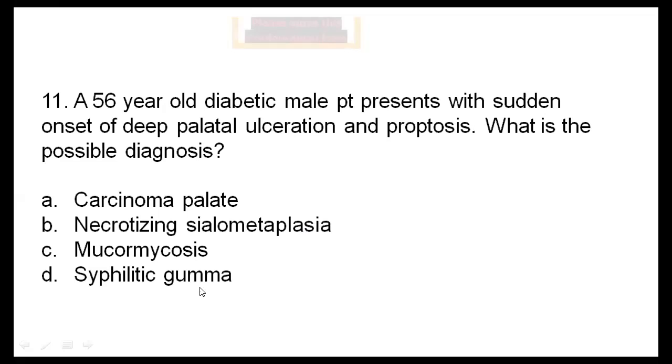Syphilitic gumma, nobody answered. Anyway, that is correct. Syphilitic gumma occurs in the tertiary stage of syphilis, where we see an ulceration in the palate. So again, there's nothing to spread there.